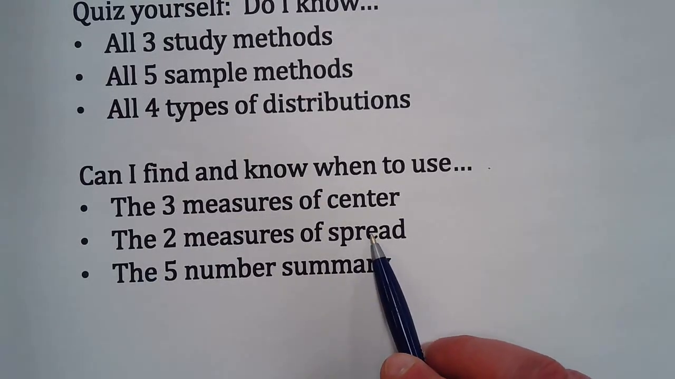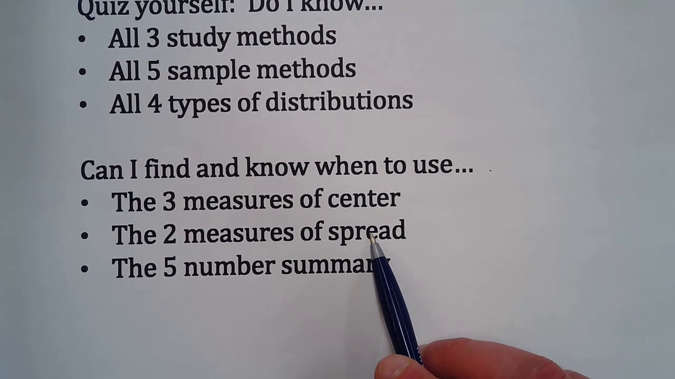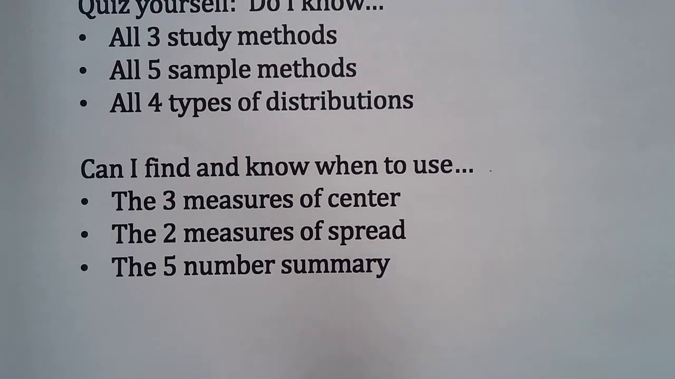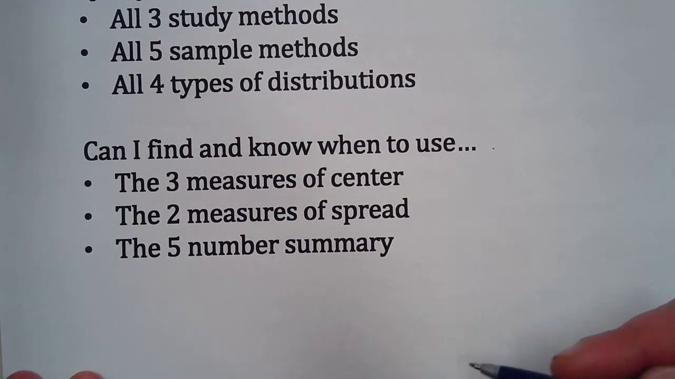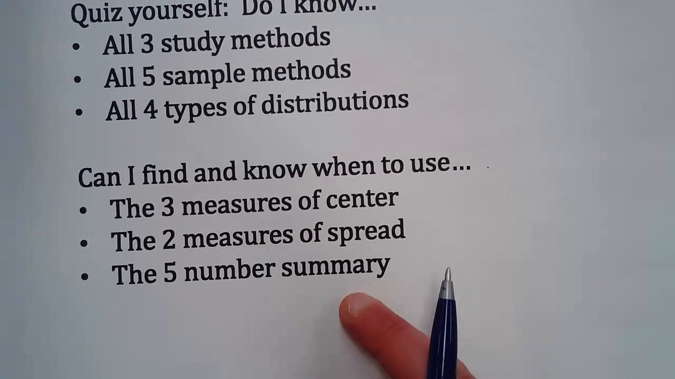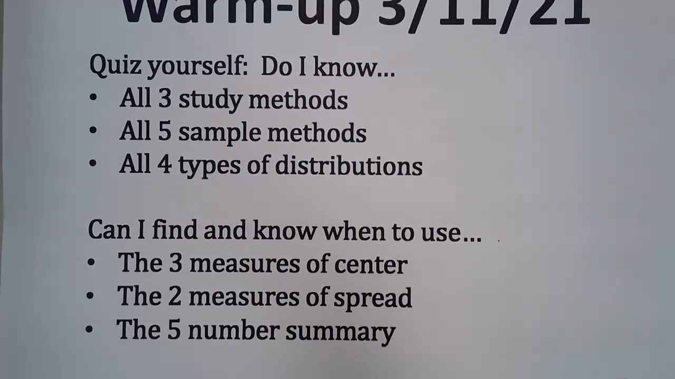Two measures of spread that we look at. We generally look at the standard deviation, which technically there's the sample and the population standard deviation. And then we also look at the IQR, interquartile range. And then 5-number summary: min, Q1, median, Q3, max. Can you find all those things? You know what's important about them.